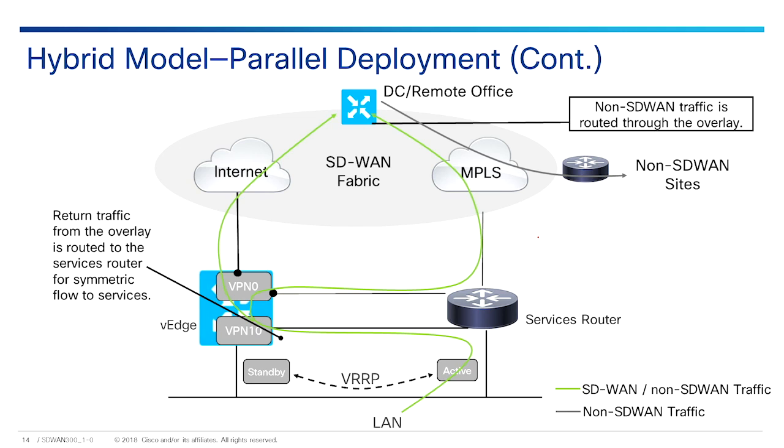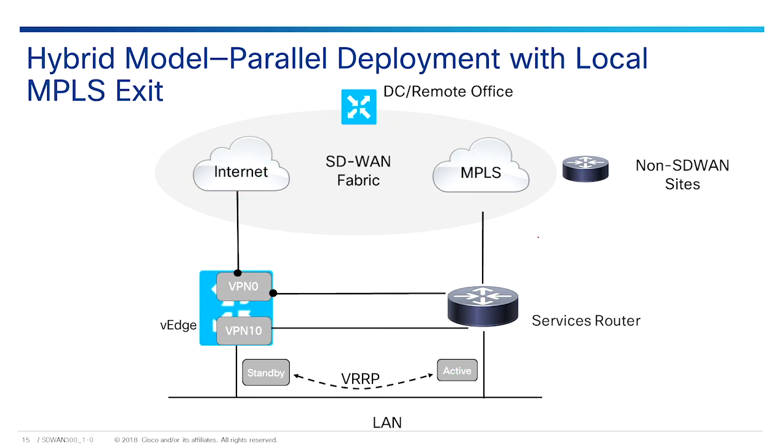The problem with this is we have limited redundancy. If the service router fails, traffic falls back to the internet transport, but the services are no longer available. If the vEdge fails, the site loses all connectivity. However, either transport network can fail. The vEdge can use either one. It's also possible we can provide a direct connection to non-SD-WAN sites locally on site. We'll show you that on the next slide.